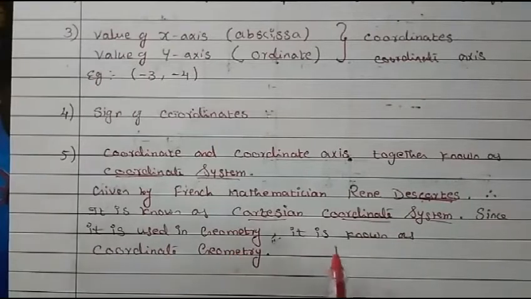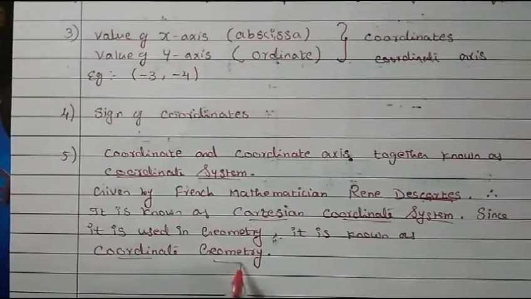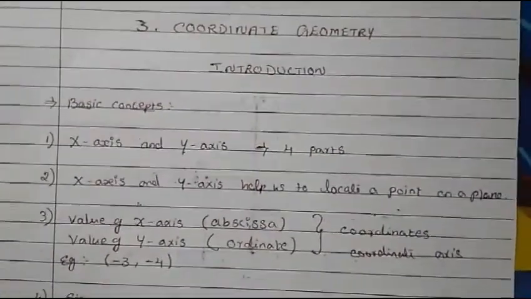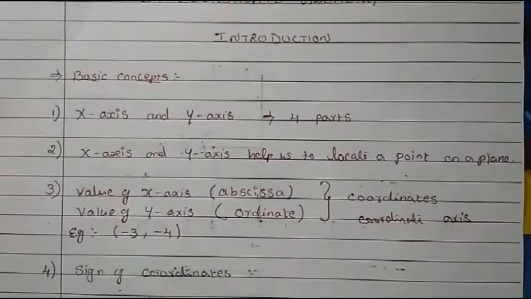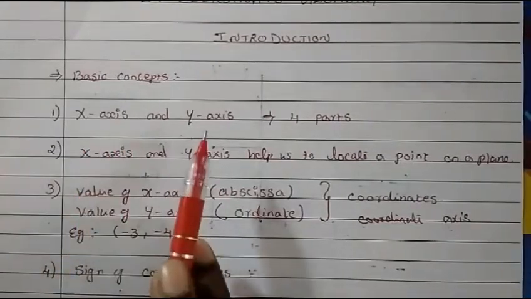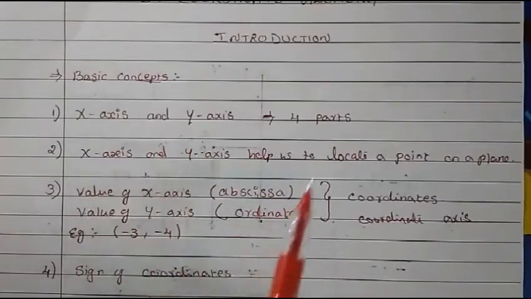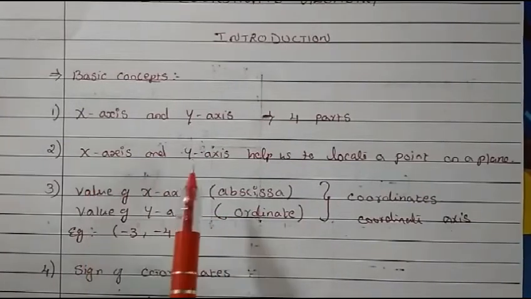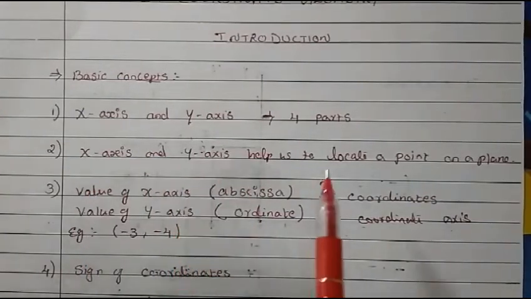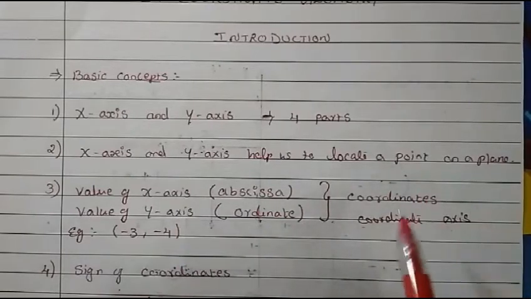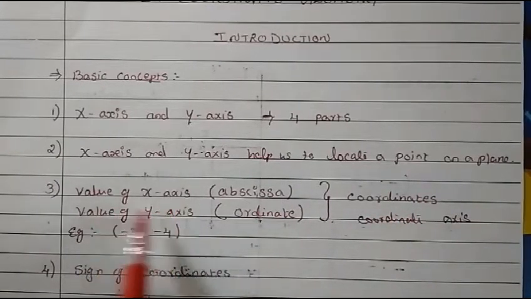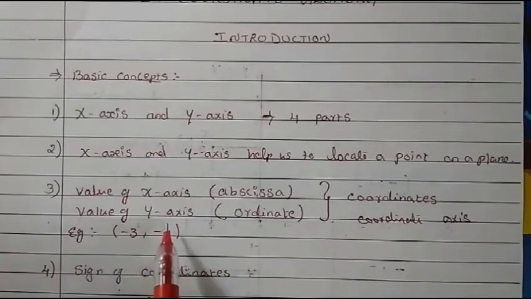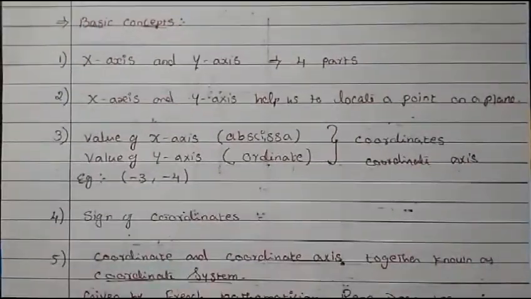Now since it is used in geometry, it is known as coordinate geometry. I hope the topic is clear to you, what is called coordinate geometry. What is important is to know how the x-axis and y-axis are drawn in the graph, how the plane is divided into 4 parts, how the x-axis and y-axis act like a reference to help us locate a point on the plane, what the names are for the value of x and value of y, and how we locate the point. These are very important. I hope it is clear to you.